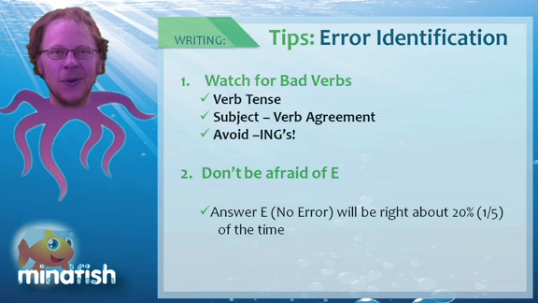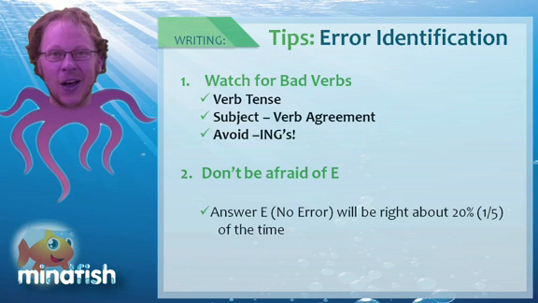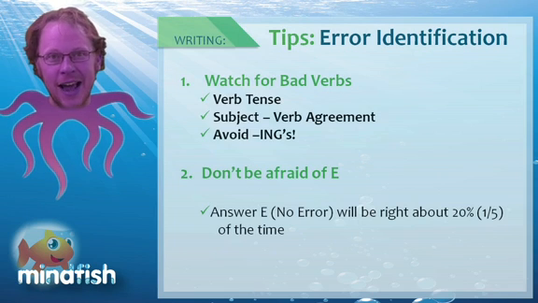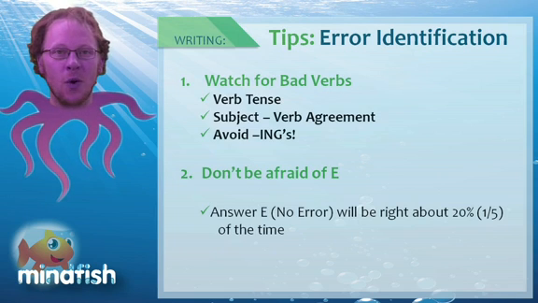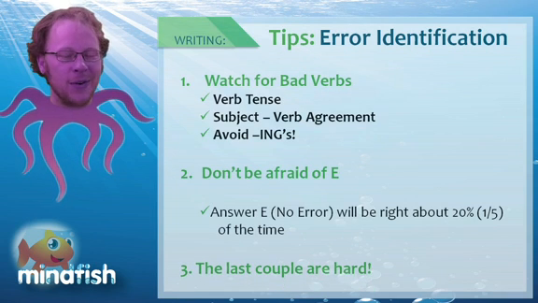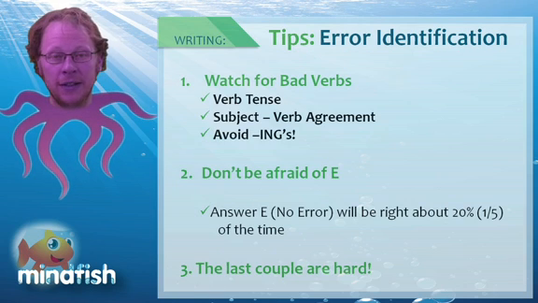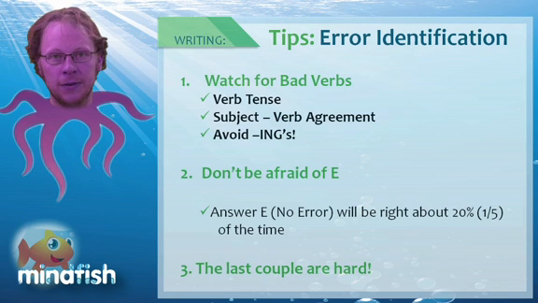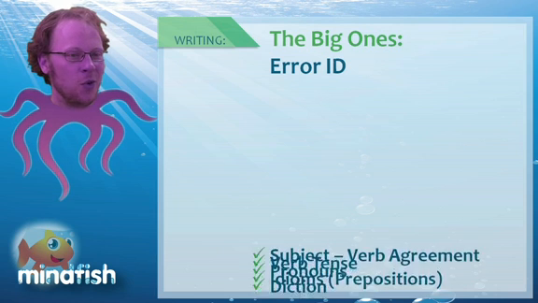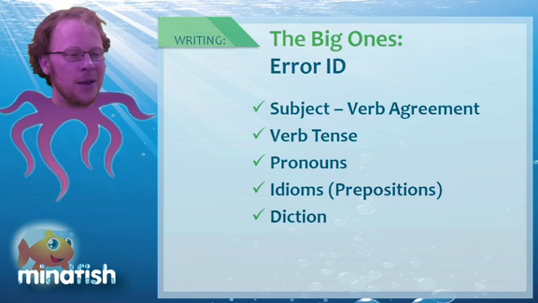People generally fall into one of 2 camps on these questions. A lot of students love to put E way too much, and some people are afraid of E and never pick it. The truth is it'll show up about as much as all of the other answers. Third one, I've already mentioned it, but these things go in order of difficulty, so you can expect the last couple error identification questions to be very difficult. Here are the biggest topics that will show up on error identification questions: subject-verb agreement, verb tense, pronouns, idioms, and diction.